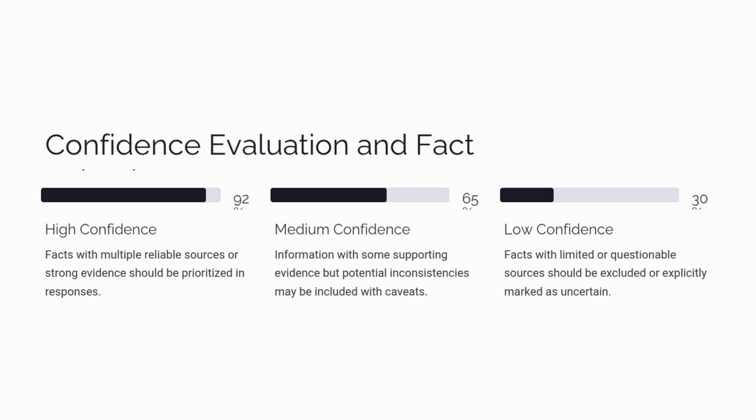In confidence evaluation, prioritize high-confidence facts with multiple reliable sources. Medium confidence information, with some evidence but potential inconsistencies, should include caveats. Exclude or mark low-confidence facts with limited sources as uncertain.